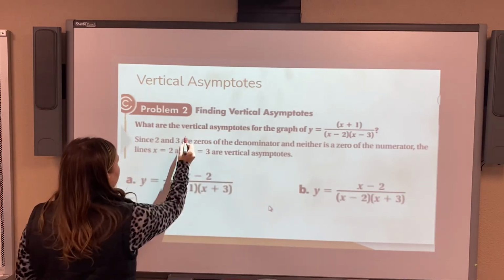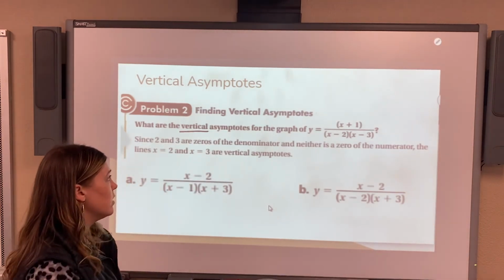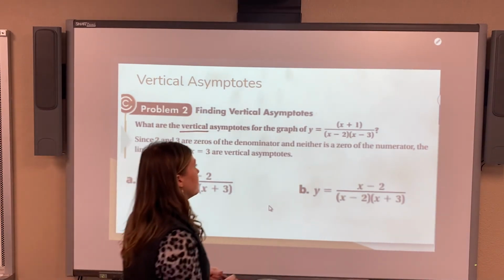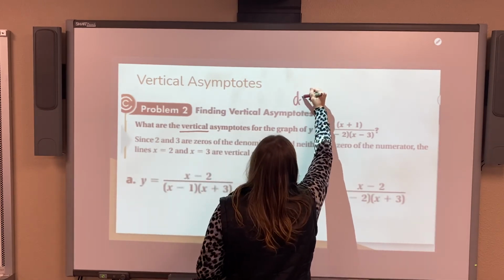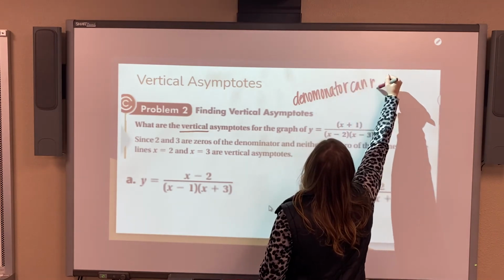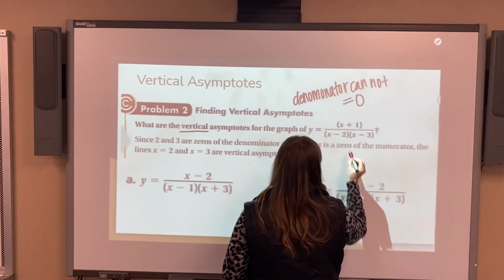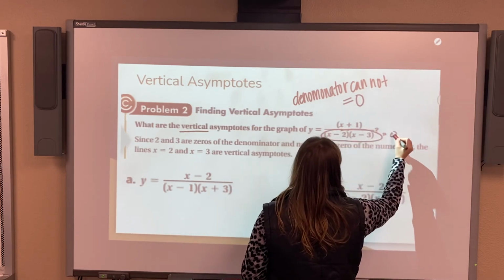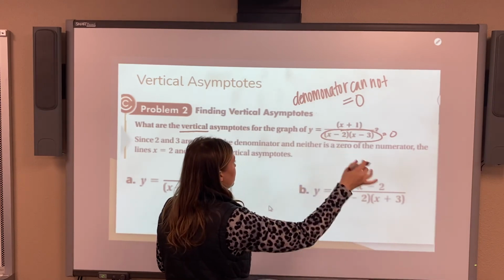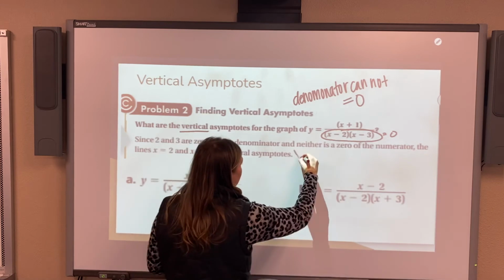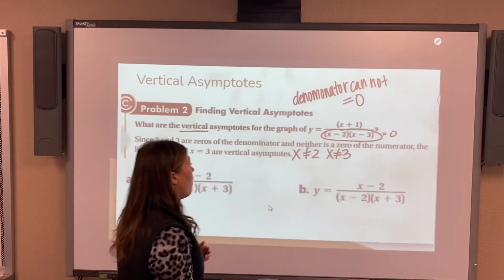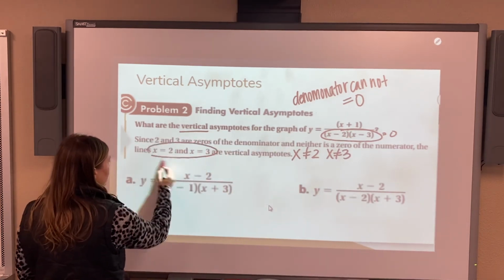Okay, so what are the vertical asymptotes for the graph of y equals (x plus 1) over (x minus 2)(x minus 3)? Vertical asymptotes are where the denominator cannot equal 0. So we're going to set each factor equal to 0: x minus 2 equals 0 and x minus 3 equals 0. If we solve, we get that x cannot equal 2 and x cannot equal 3. So our asymptotes would be at 2 and 3.